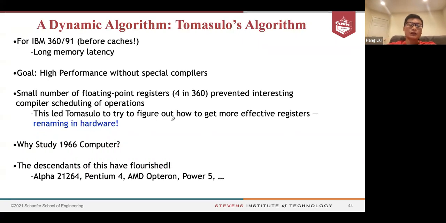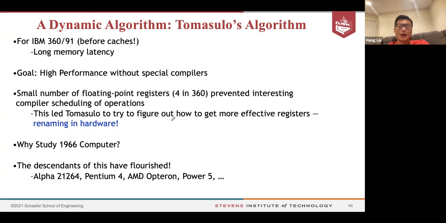A dynamic scheduling algorithm is Tomasulo's algorithm. Tomasulo's algorithm was created in 1966. It's actually very, very popular. It even has a significant, long-lasting impact on today's computers, using reservation stations. The goal is that we want to achieve high performance without special compilers.